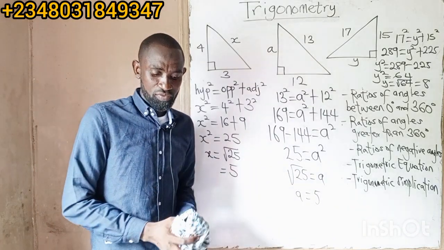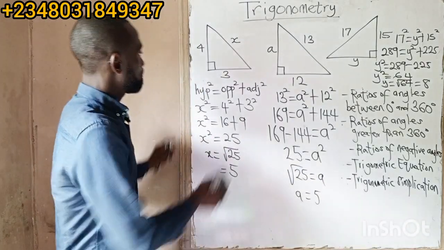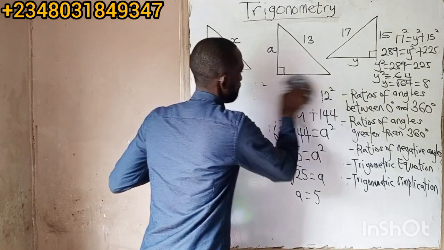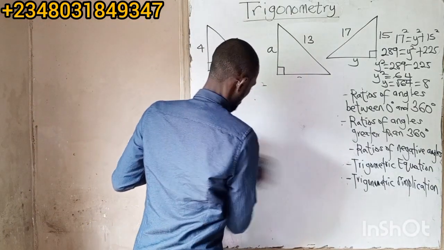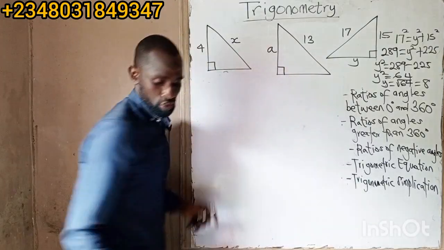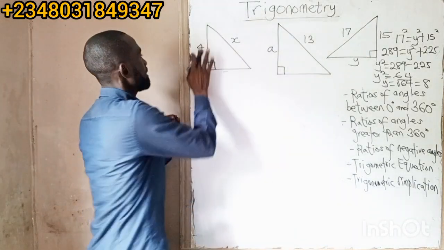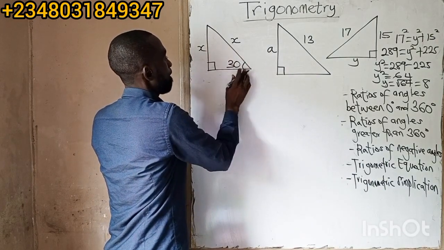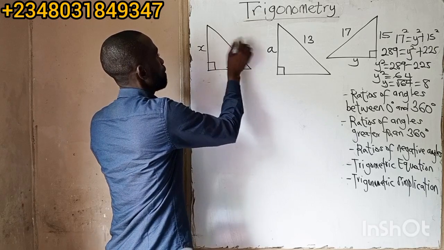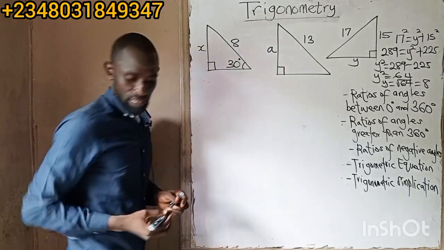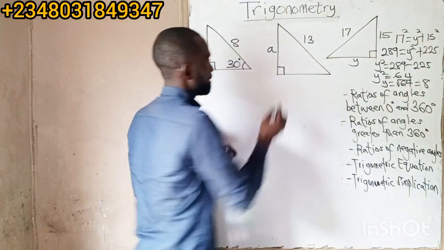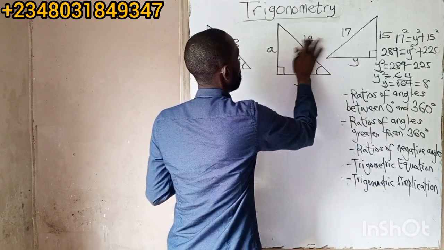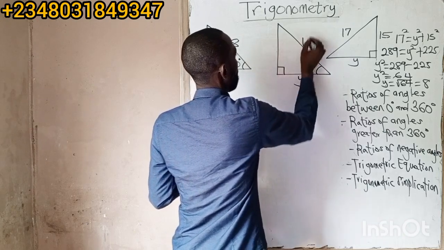Now, if a question involves side and angle, okay? Let's solve 2 questions. Side and angles. What are we going to do? Alright, so this one is 30, x and 8. This one is x, 30, and this one is 8. Then the second one is 60, y, 10. Y is here, 60 is here, and 10 is here.